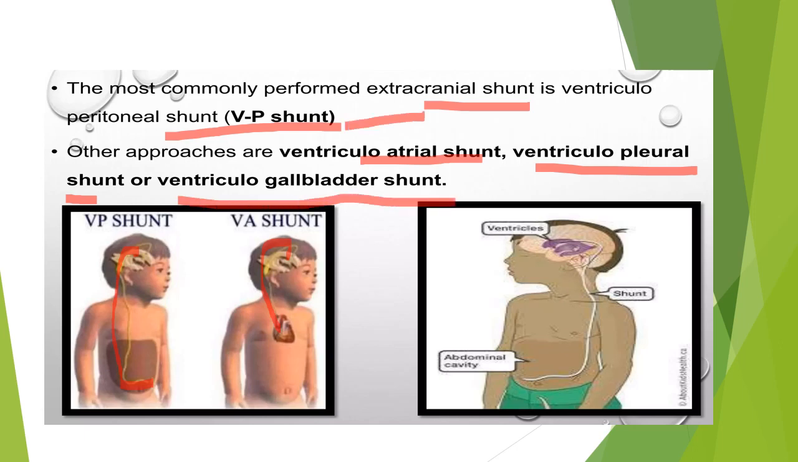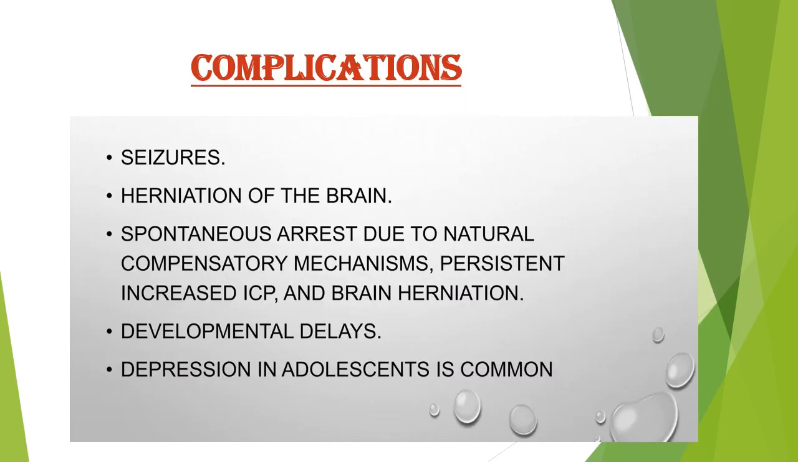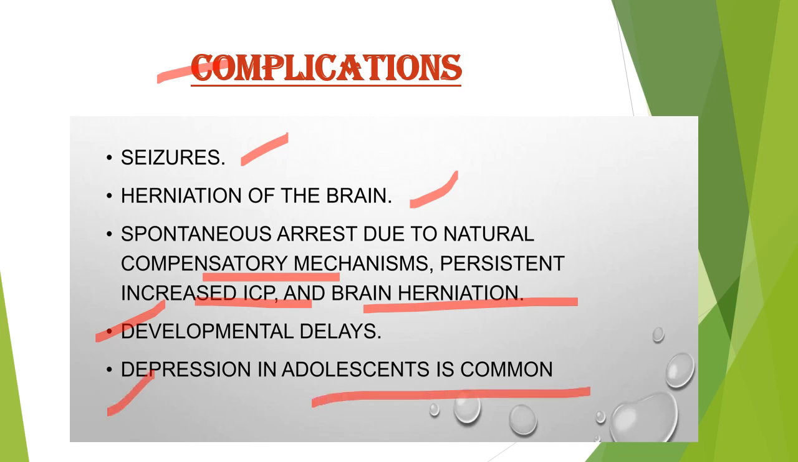With a VP shunt in babies, we have to monitor thoroughly. Continuous monitoring is needed because the chance of complication is very high. So what are the complications? First one seizures, then herniation of the brain. Then spontaneous arrest due to natural compensatory mechanism, persistent increased ICP and brain herniation. Then developmental delays will be there. Then depression in the adolescent is common. These are the complications.